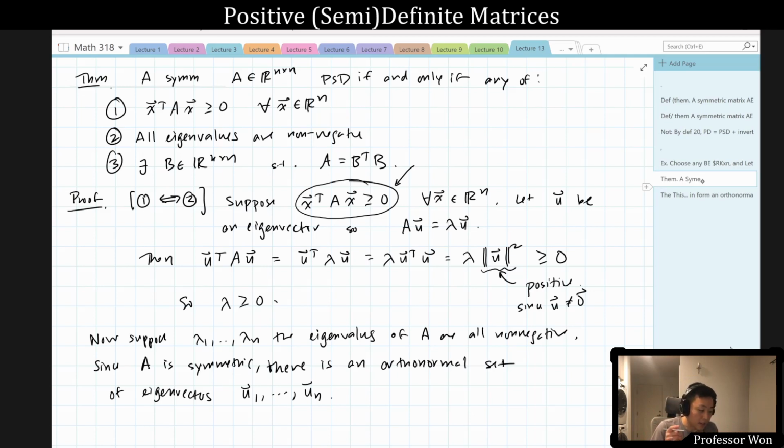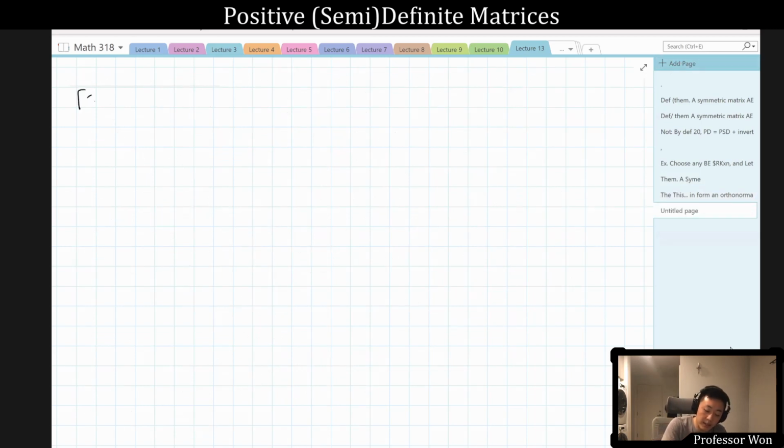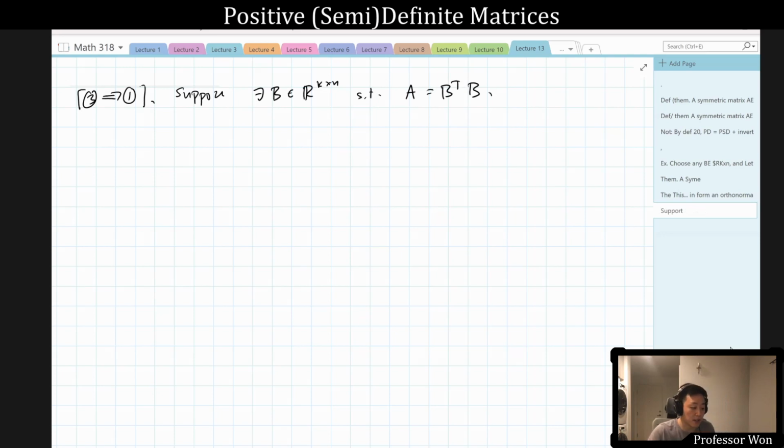Now, I want to show that if 3 is true, then 1 is true. So the next step in my proof is 3 implies 1. Okay, so suppose that there exists a k by n matrix B such that A is equal to B transpose B. Let's suppose that you can write A as B transpose B. I want to show that the quadratic form is always going to be non-negative. All right, so we want to show x transpose Ax is greater than or equal to 0 for all x in R^n.